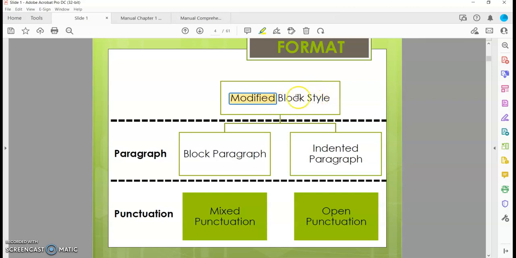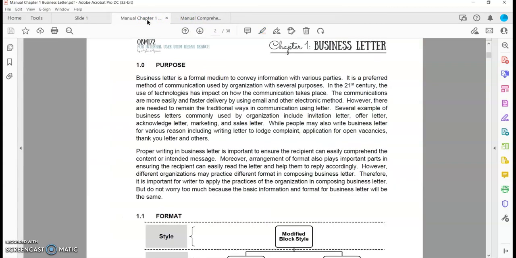As you remember, previously you learned about block style, where all the parts of the business letter are on the left. But for this semester, you are going to learn about modified block style, meaning that there is a change in the positioning of the parts of the business letter. So I will show you examples here so that you can see the differences.